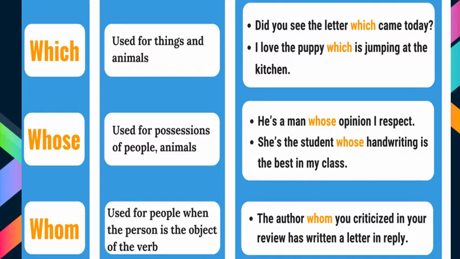We have who first, and then we have which, whose, or whom. So we said that who is for people. Which is for animals or things. For example, did you see the letter which came today? We use whose for possessions of people. For example, he is a man whose opinion I respect. And we use whom when the person is the object of the verb. For example, the author whom you criticize in your review has written a letter in reply.